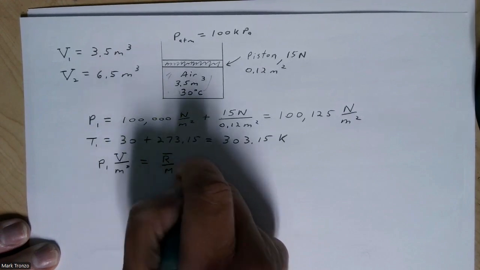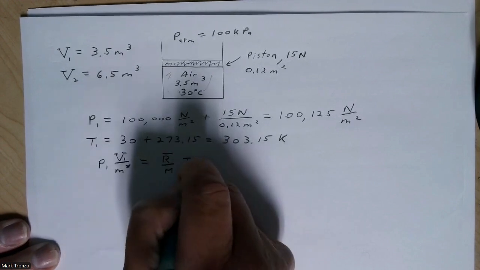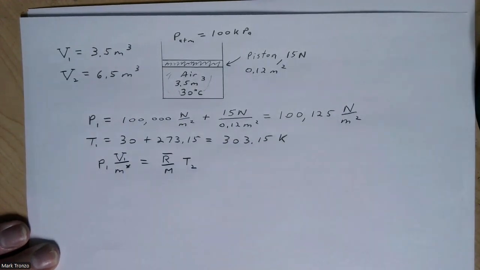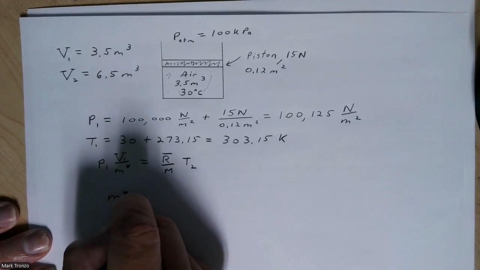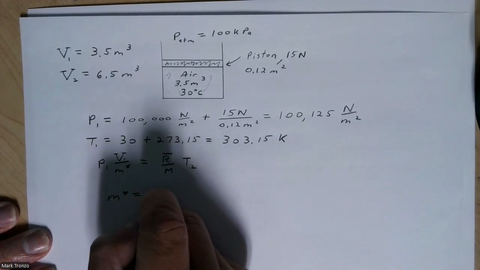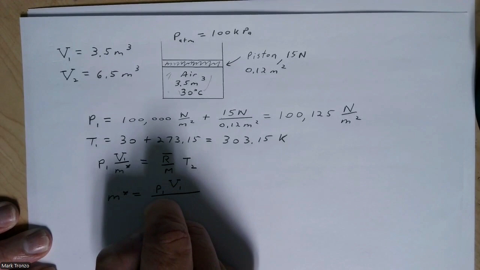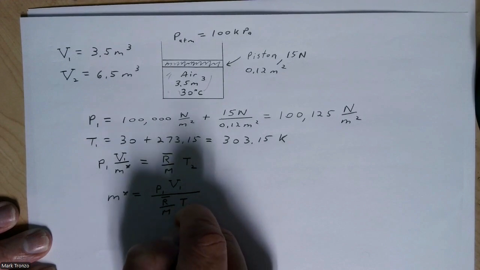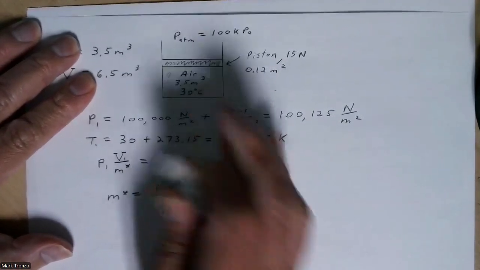R over M T, like this. Again, if we solve for mass, that's going to be P1 V1 by R over M T. Excuse me, up here, this should have been, I don't know where I got the T2 here. This is just T1 up here.